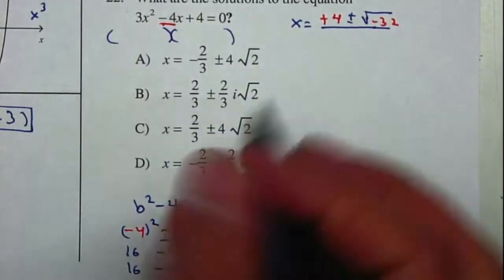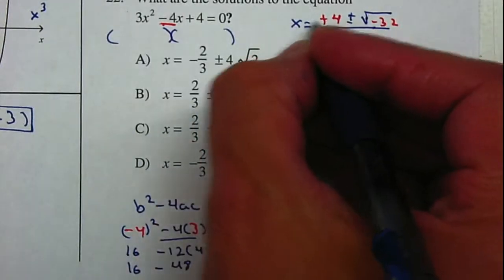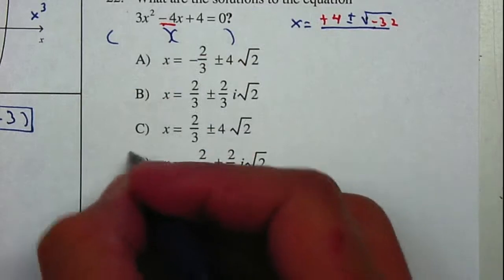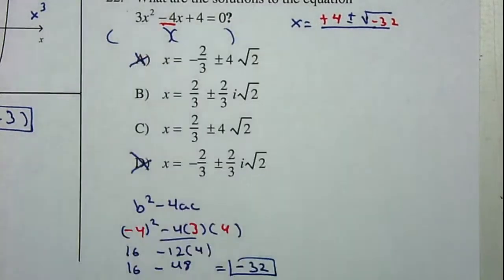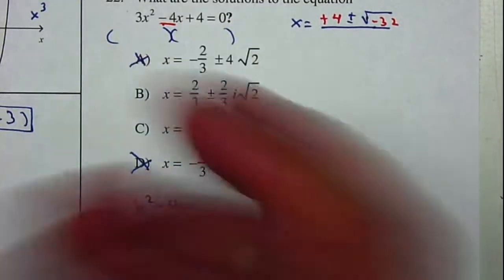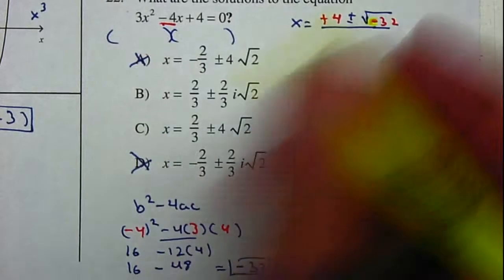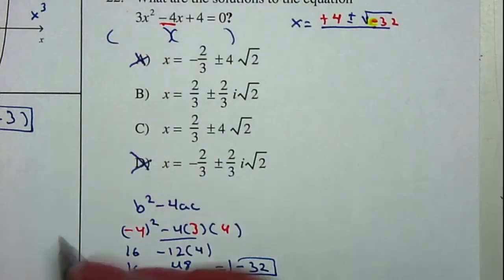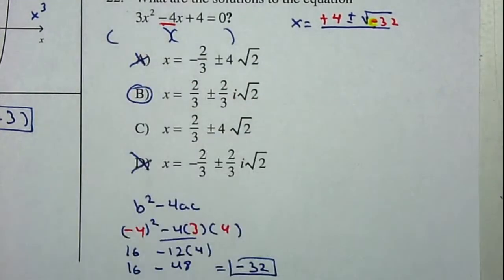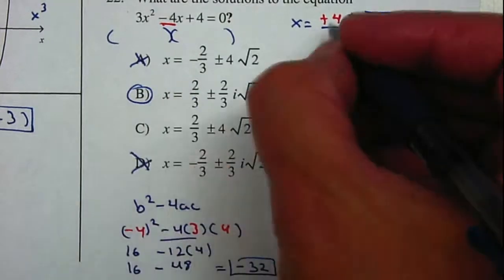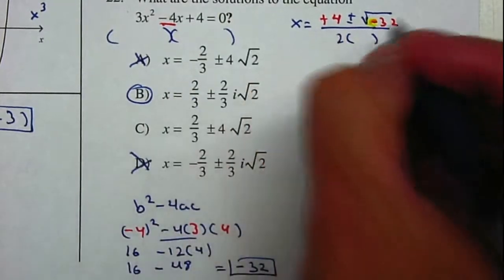Now, from here, we can actually just select the answer. This is positive, so your first number should be positive. So D and A are gone. And because there's a negative inside the square root, we should end up with an i, so therefore your answer should be B. But let's go and finish the problem. That'll be all over 2a. a is 3.